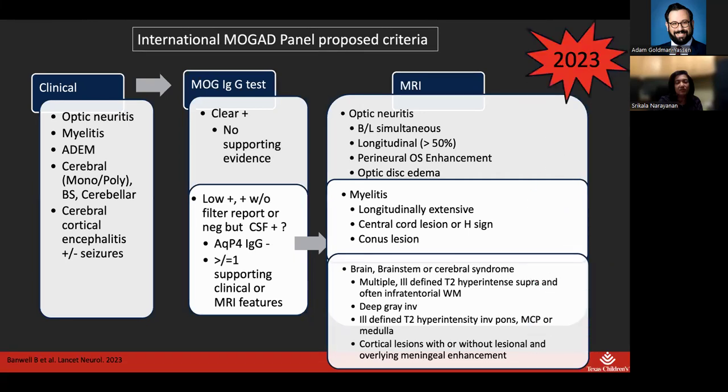So we'll just take a look at it. And this was proposed in 2023. So it's really just recent. And any criteria, it's always at the exclusion of a better diagnosis. So that's a core criteria too.